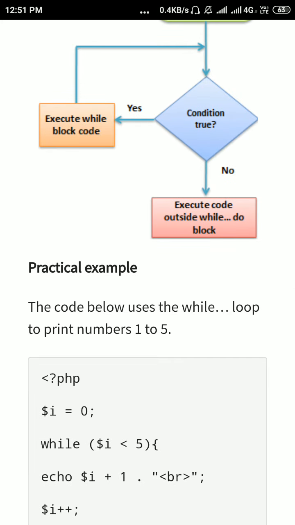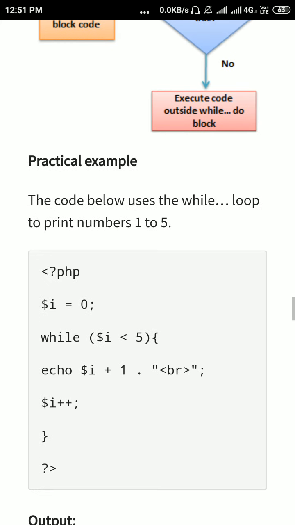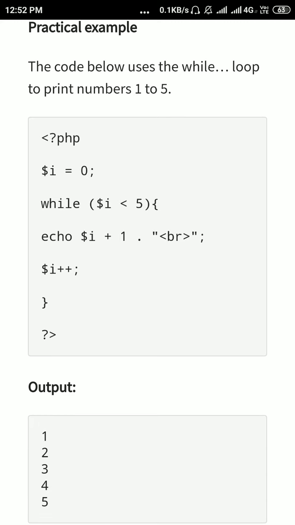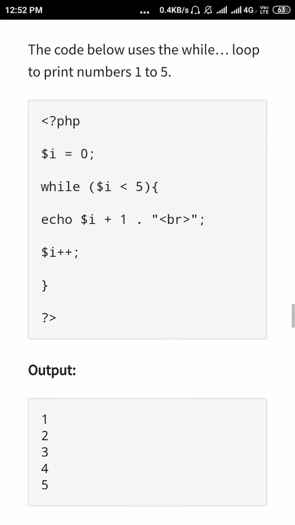Practical example of while loop. You have to print numbers 1 to 5. Then you have to write the code: PHP, initialize $i equal to 0, while $i is less than 5, echo $i plus 1, and then give the break tag and increment the value of $i, i plus plus. Here is the result. Here is the output of this program.